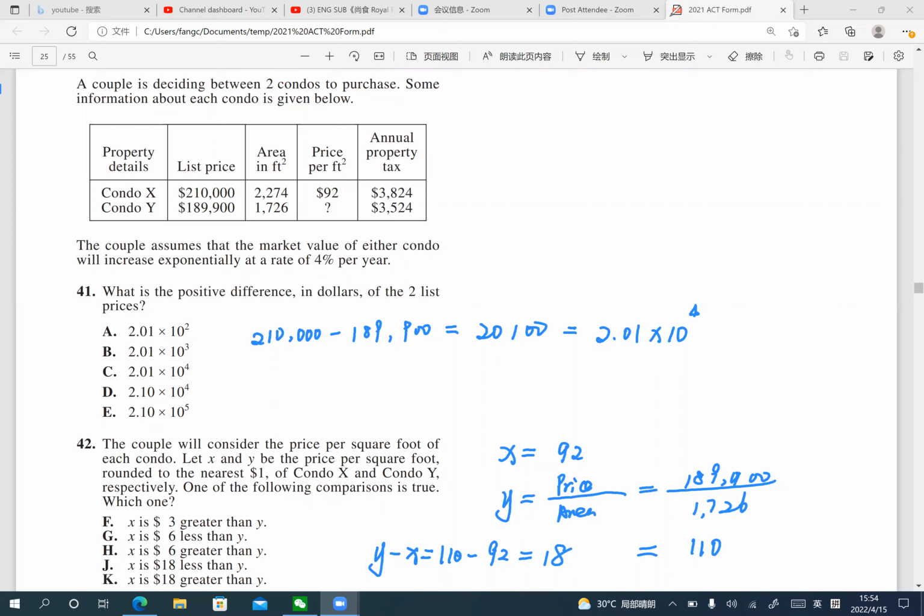The difference is 210,000 minus 189,900 equals 20,100. If we write it in scientific notation, it is equal to 2.01 times 10 to the power of 4.